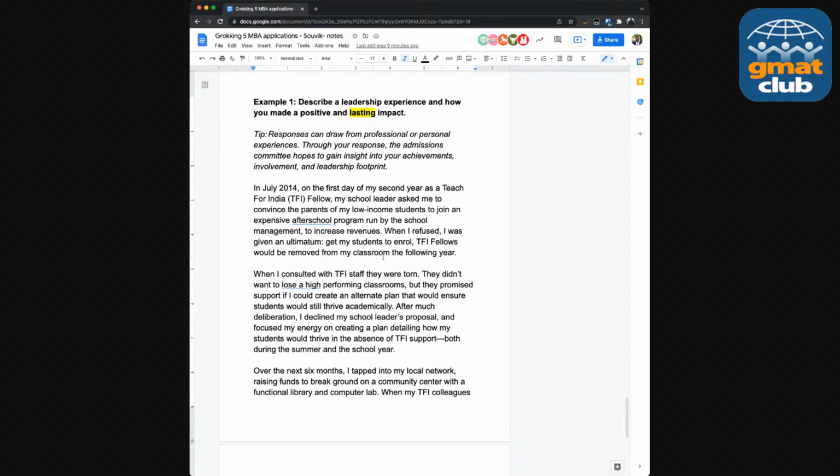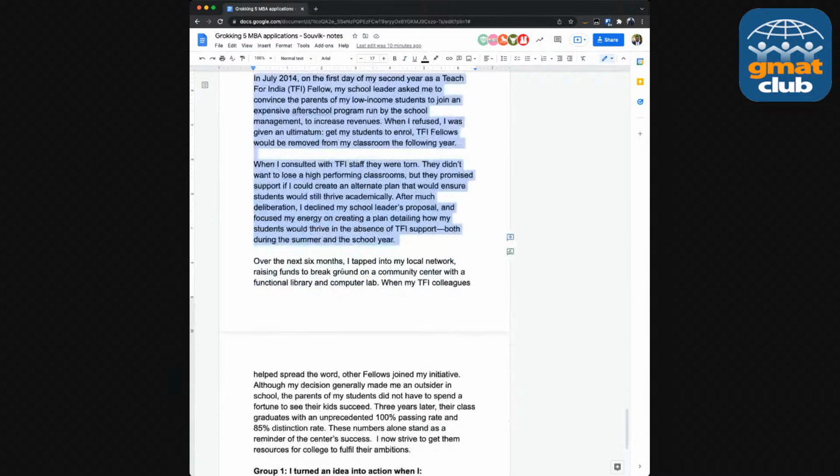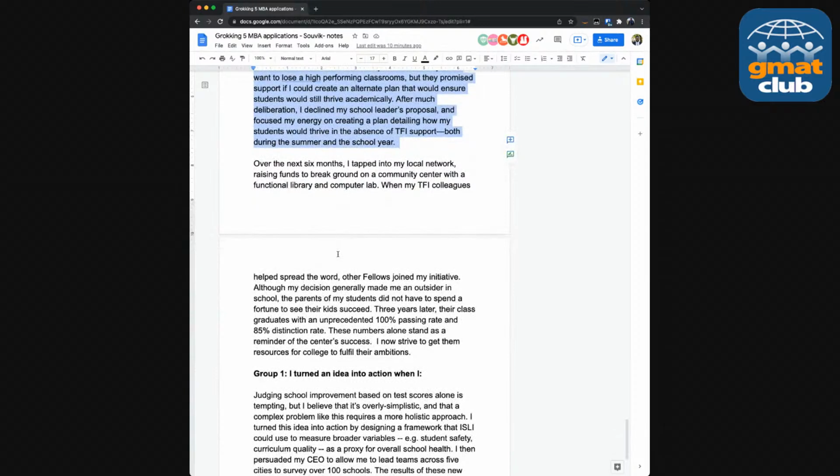So then I start talking about the dilemma for this decision. In my next paragraph, I start talking about consulting with my other TFI co-teachers, and from the TFI perspective, this was a really high functioning classroom. So I needed to get their buy-in on an alternative plan, where my students would continue to learn and grow and not have to join this really expensive after school program. So this entire paragraph is my headline and my context, where I talk about why this situation was important and what I specifically did, to create a basic plan of action going forward.